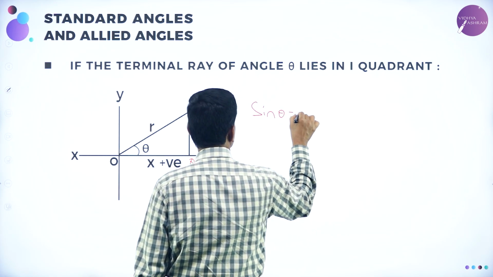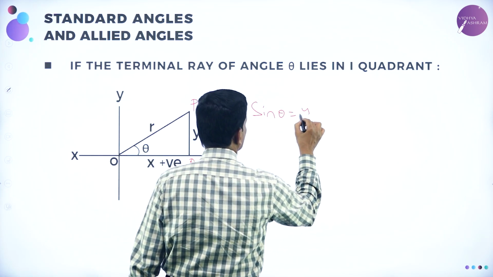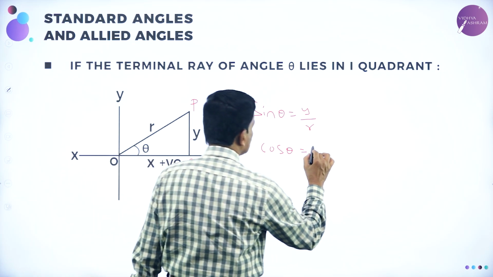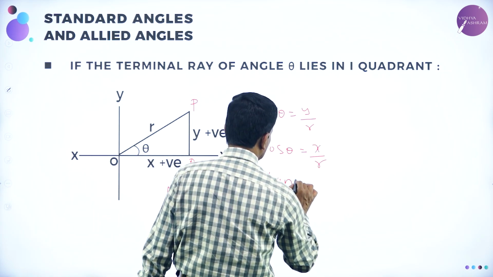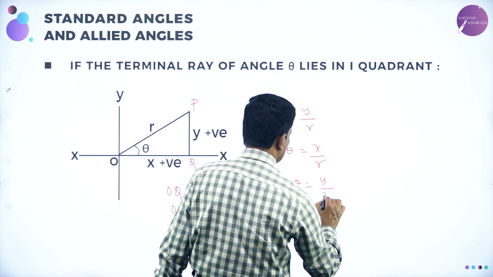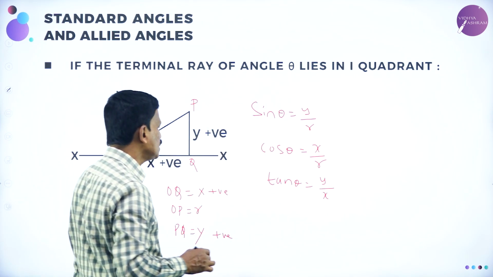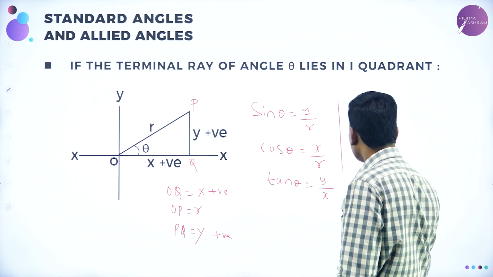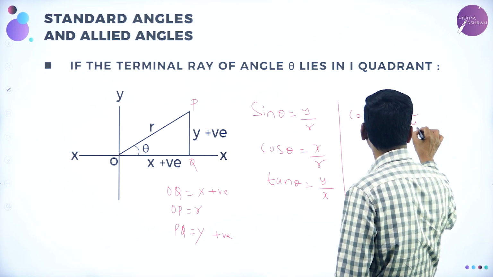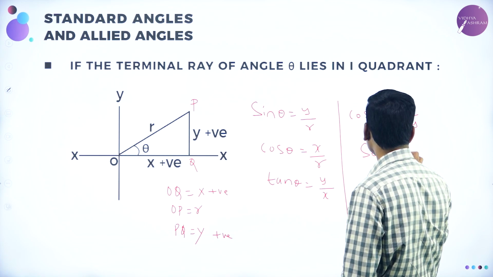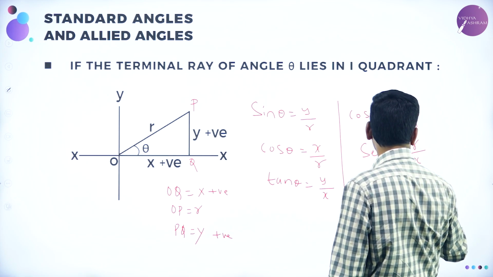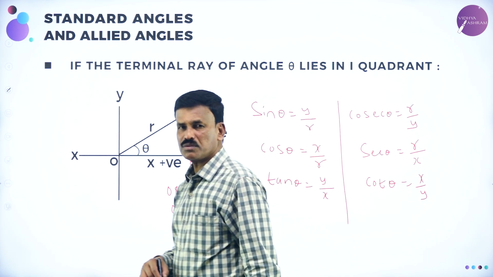Now here the six trigonometrical functions, as we know: sin theta is equal to opposite by hypotenuse, that is y divided by r, and cos theta is equal to adjacent side divided by hypotenuse, that is x by r, and tan theta is equal to opposite divided by adjacent, that is y by x. Similarly we can write the remaining. The reciprocal of sin is cosecant theta, equal to r by y, the reciprocal of cos is secant theta, equal to r by x, and the reciprocal of tan theta is cot theta, equal to x by y. So these are the six trigonometrical ratios.